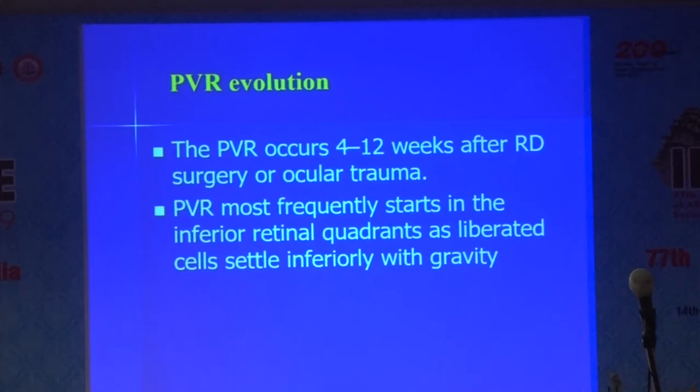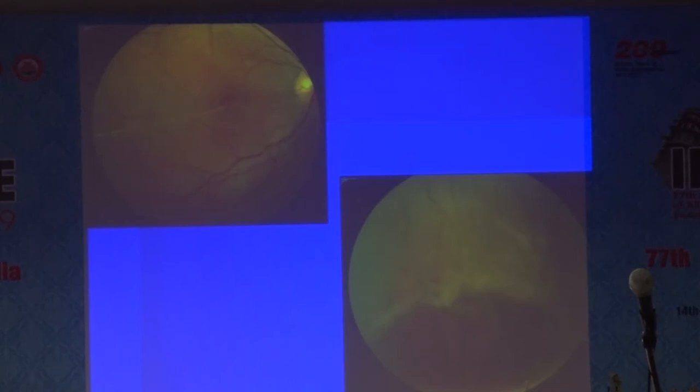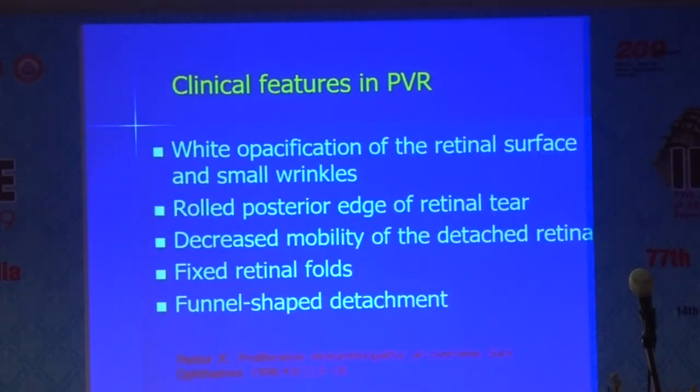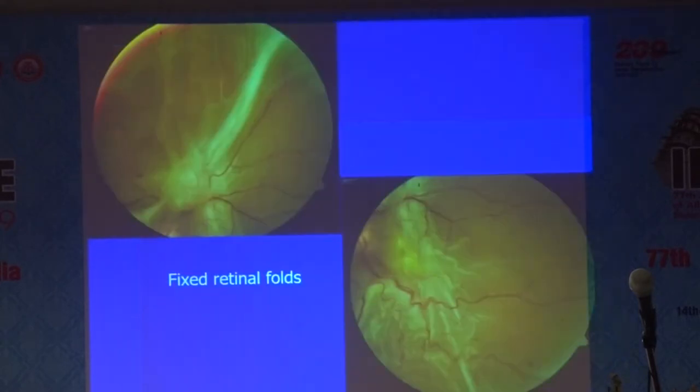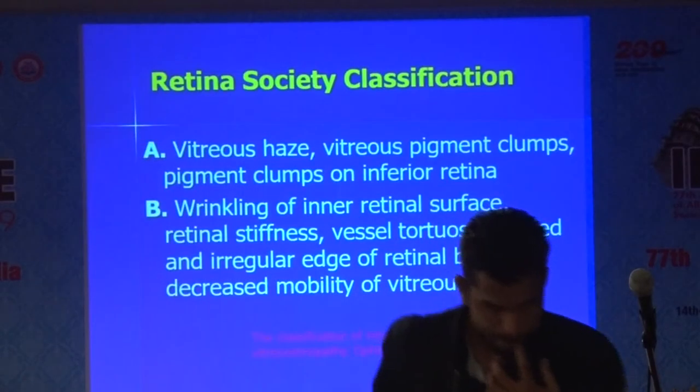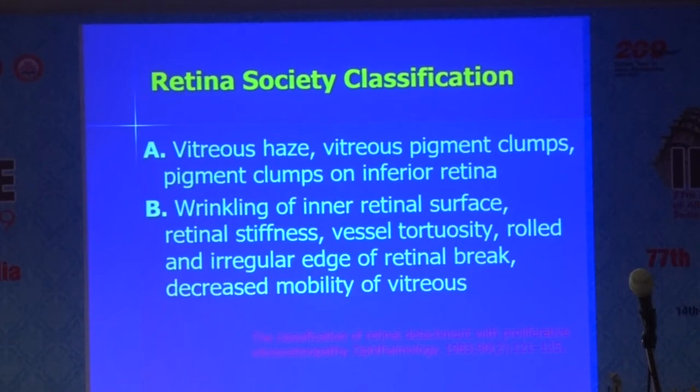It most frequently starts in the inferior quadrant because all these cells get liberated and settle inferiorly, like in this particular case. You can see how the retina is trying to contract inferiorly, and you have a large tear there. What do you see? There is a white opacification of the retinal surface with wrinkles. You may have posterior rolled edges of the retinal tear, decreased mobility of the detached retina, fixed folds, and funnel-shaped retinal detachment. If you have this, you know the PVR process has already started. If you have a clear-cut fixed fold like this, then you are very clear that you are dealing with PVR. I may not go into the whole detail of both classifications, although they are mentioned here.